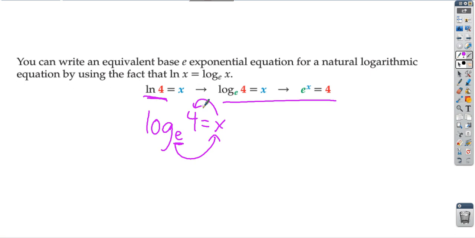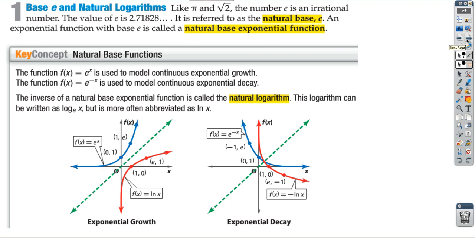What confuses people sometimes about this is that they see the e and they think it's a variable. E is not a variable. Okay, e is just a symbol for a number. It's kind of like pi. Pi is not a variable. Pi is this number right here. Right? It's an actual number. E is an actual number, 2.71828 and so on.